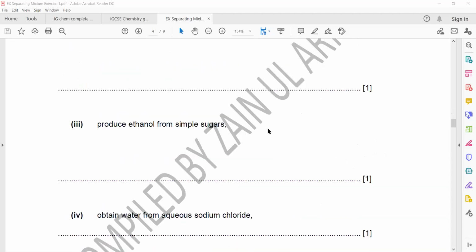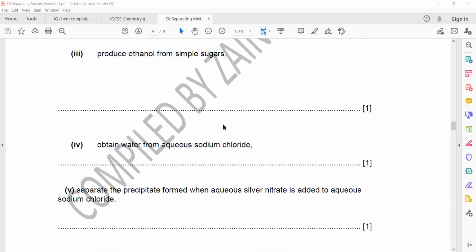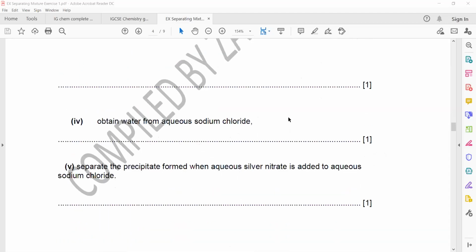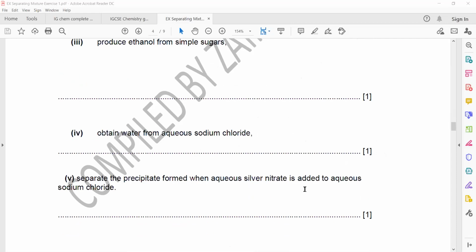Leave this part, it's related to producing ethanol from simple sugar. You will learn in organic chemistry that it's called fermentation. If you want to obtain water from aqueous sodium chloride, meaning water from a salt solution, which technique? Crystallization. Simple distillation. Distillation or simple distillation?